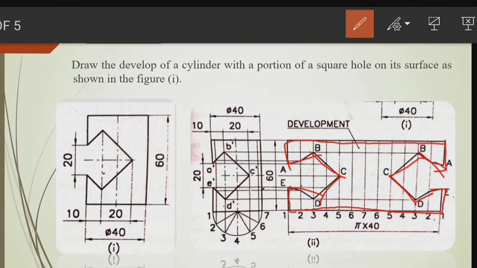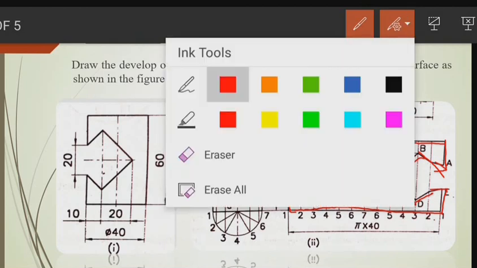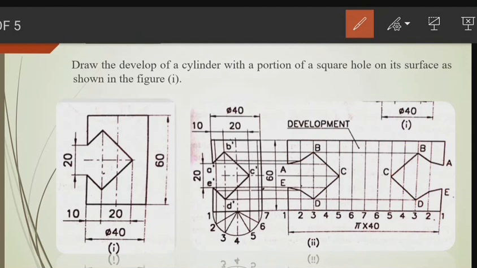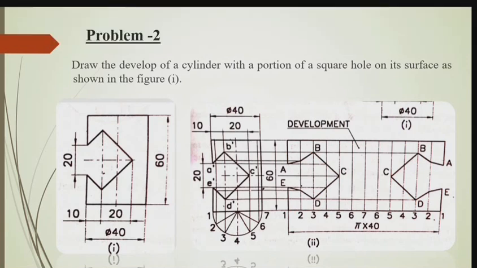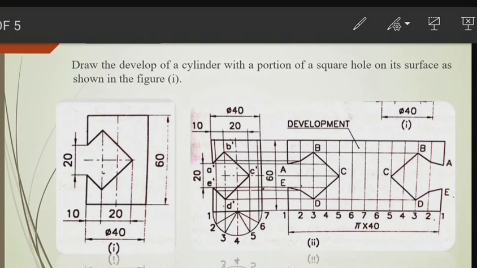I hope you clearly understood this. Try to do all these problems at home. This is another two examples of this type, and you have to draw more problems at home and study very well. Anyway, thank you.